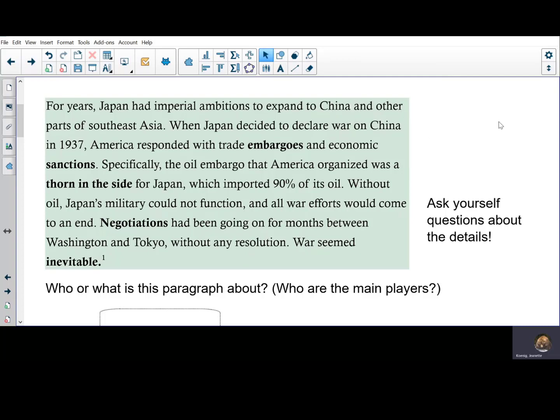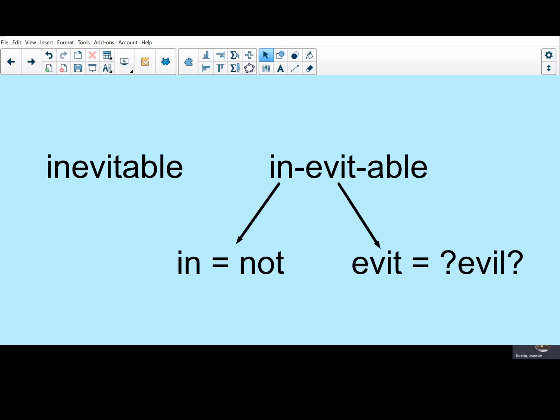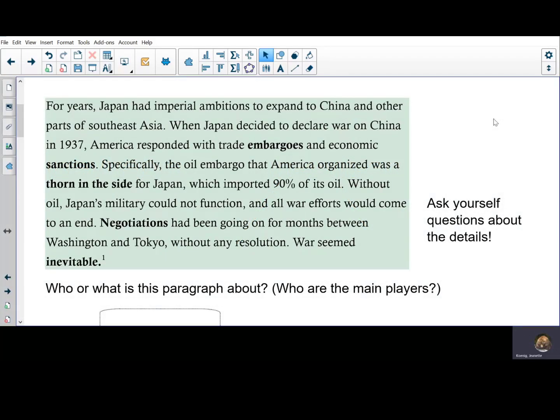And they didn't think war seemed like a bad thing? Because you taught me before that in means not, so I see not, and I guess that means evil, not evil. And whoops, I missed a word. Thank you. War seems inevitable. Okay, so here's the deal. Breaking up words into their pieces often does help you with decoding their meaning, but not always. If you don't know what evet means, which I don't, then you may just have to guess what the word means. Based on the fact that we've been talking about countries being unfriendly, a good guess would be unavoidable.